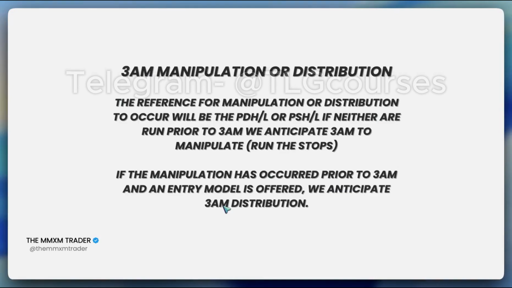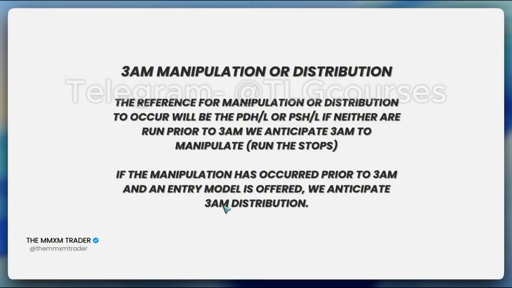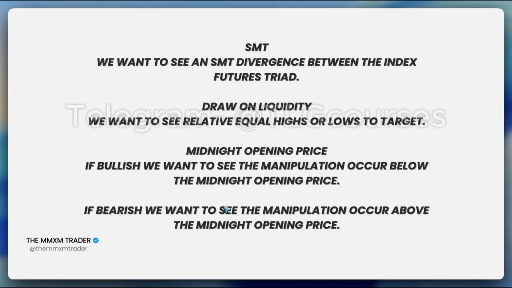3 a.m. is going to act the same way as 9:30 a.m. It's either going to be manipulation or distribution, right? The reference for whether it will be distribution or manipulation is going to be that previous day high or low stop run. So if we run the stops prior to 3 a.m., okay, and give some kind of CSD, then it's going to be distribution at 3 a.m. If we haven't, then 3 a.m. is going to be the manipulation.